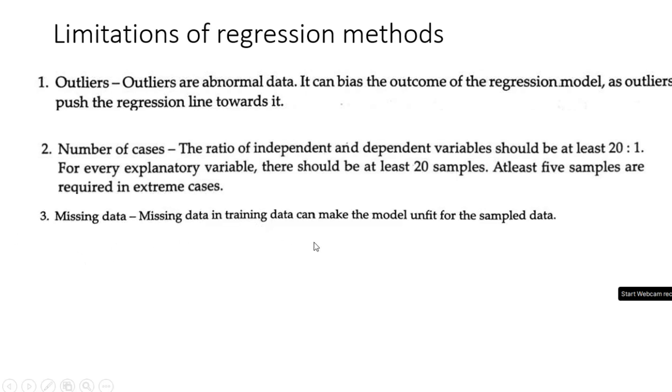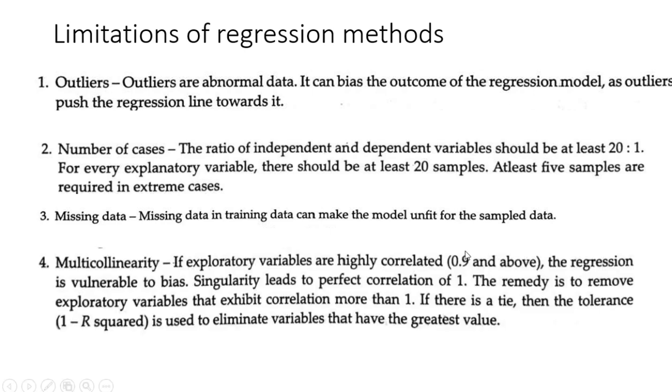The third one is missing data. Suppose you have missing data in your training model, then it can make your model unfit for the sample data. If you have a table of x and y and you have some missing values, then you can't really use that missing data for your regression analysis.